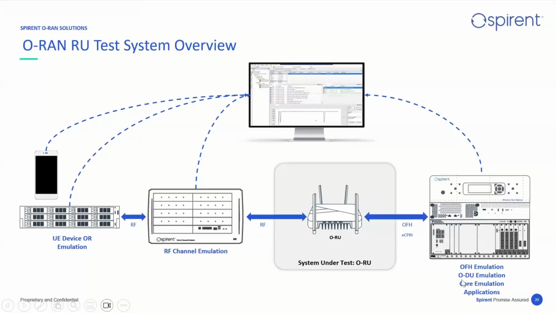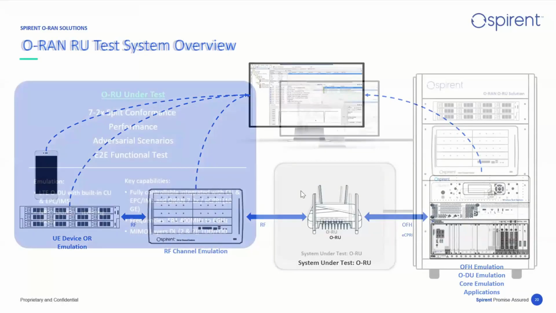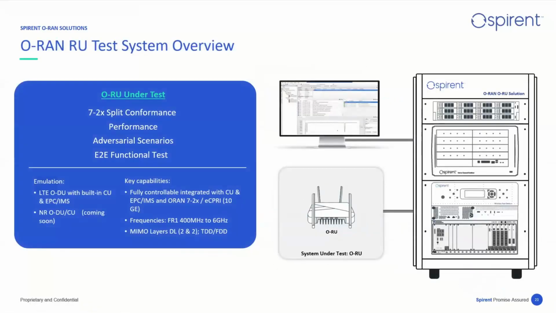On the right hand side, we are providing the OFH emulation, where we can take these eCPRI packets and process them further towards core. So we will also be providing ODU emulation, then core emulation and application support, and then on top of it, a single user interface with complete automation. So what do you get when ORU is under test?